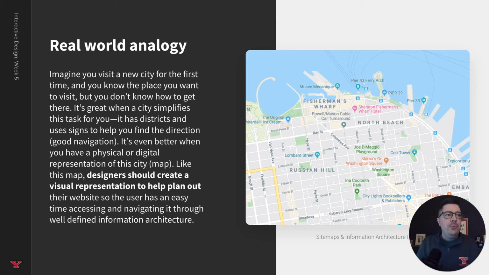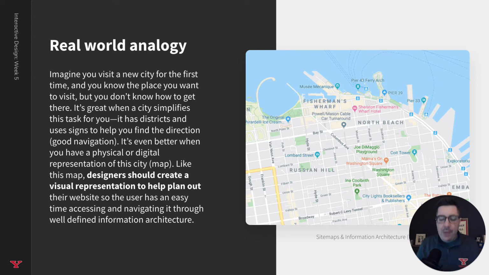And you know the place you want to go and that you want to visit in downtown or in the area, but you don't know exactly how to get there. And it's great when cities actually do a lot of this work for you as it relates to the task of getting there. It maybe has districts like Fisherman's Wharf or Russian Hill or the North Beach. And it might also have signs to help you navigate from block to block or from north to south or from one district to another, or the city has good navigation.